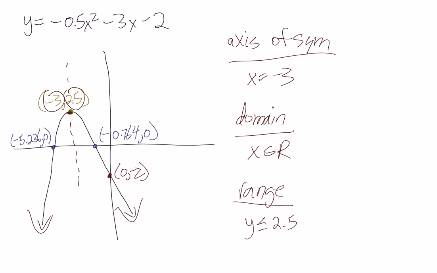And that's it for the different features of the graph: x-intercepts, y-intercepts, vertex, domain and range, and that is all.